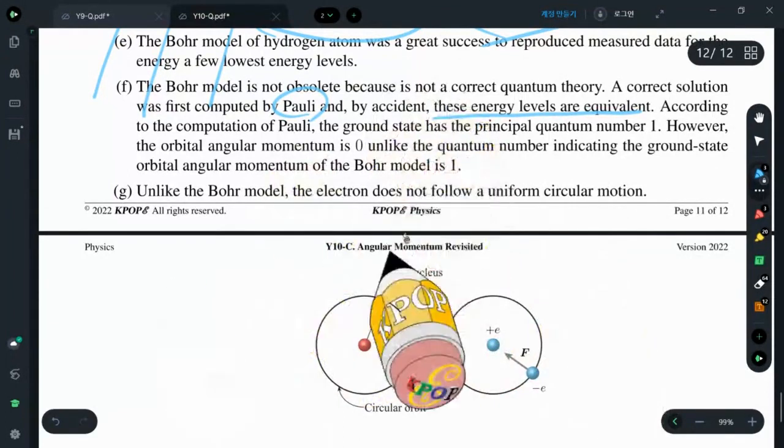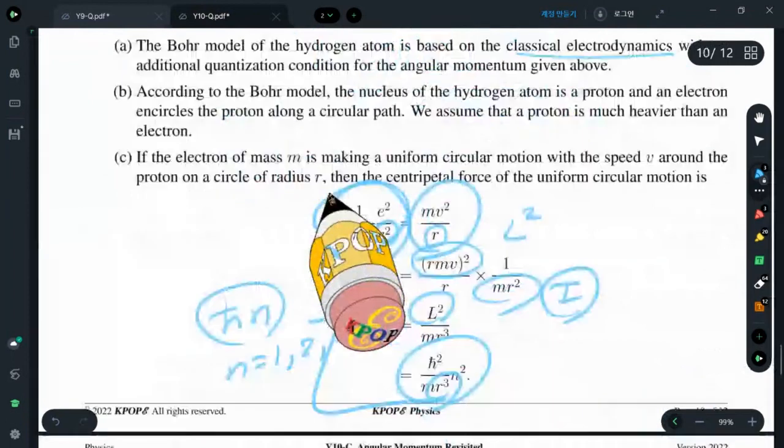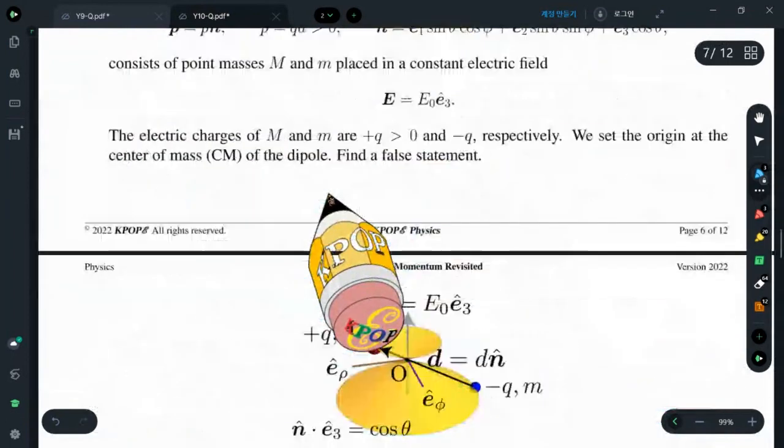Anyway, this is a kind of example of angular momentum calculation.